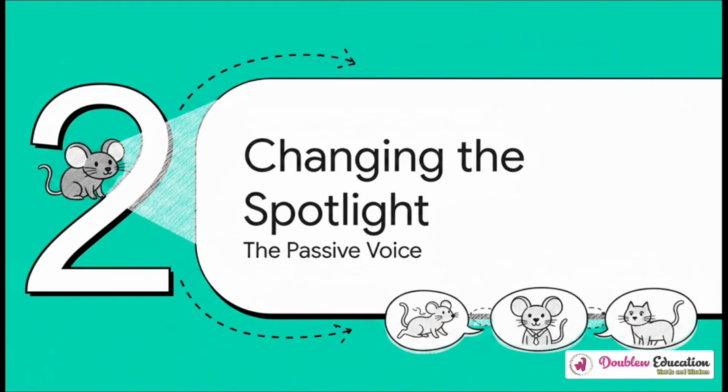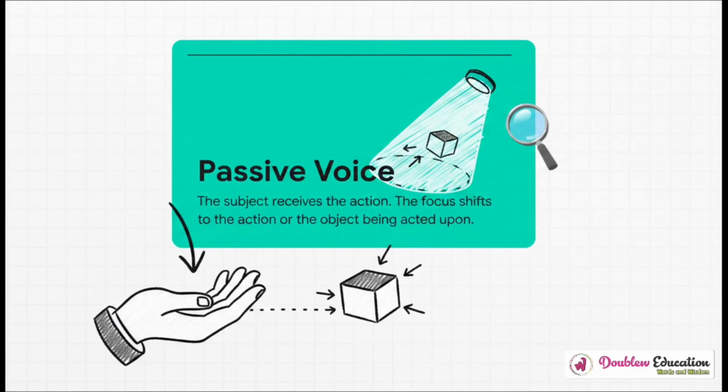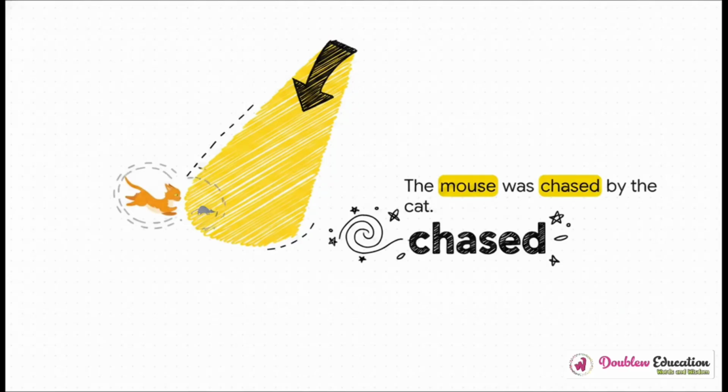This is where our second voice, the passive voice, steps onto the stage. Let's see how we can use it to completely change the focus of our sentence. Right, so in the passive voice, we basically flip everything around. The thing that was receiving the action, the object, now gets to be the main subject of the sentence. The focus moves away from the doer and onto the action itself, or what's being acted on. So our sentence, "The cat chased the mouse," becomes "The mouse was chased by the cat."